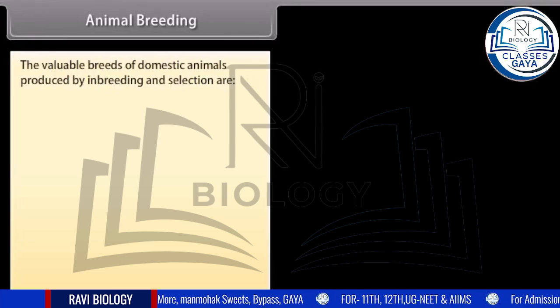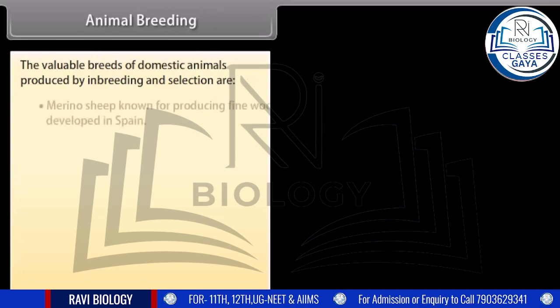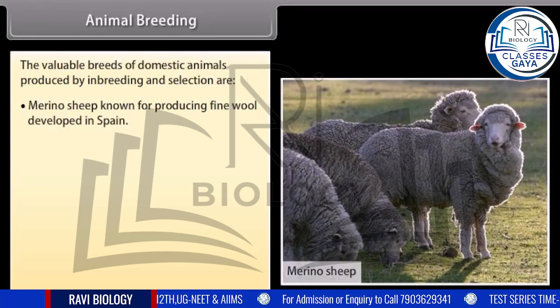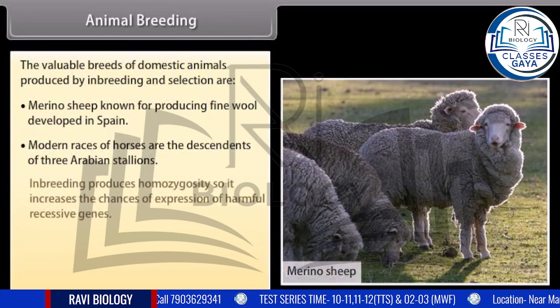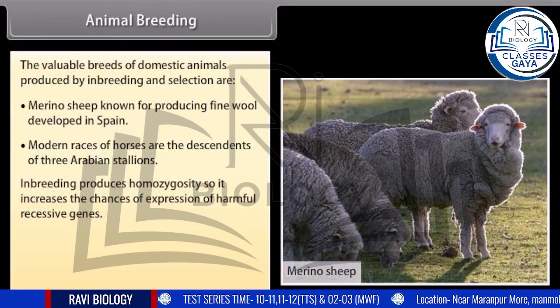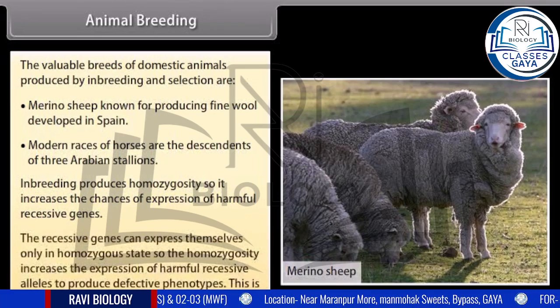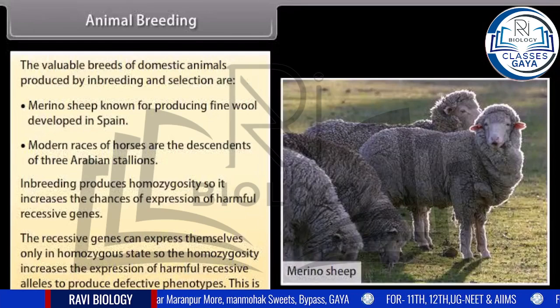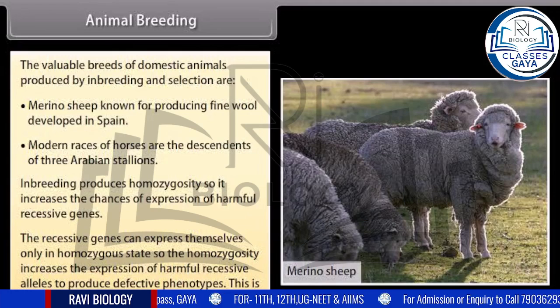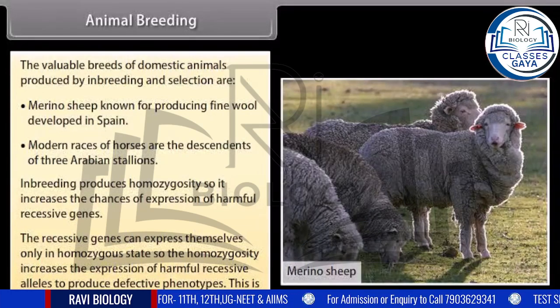The valuable breeds of domestic animals produced by inbreeding and selection are: Number 1. Merino sheep, known for producing fine wool, developed in Spain. Number 2. Modern races of horses are the descendants of 3 Arabian stallions. Inbreeding produces homozygosity, so it increases the chance of expression of harmful recessive genes. The recessive genes can express themselves only in homozygous state, so the homozygosity increases the expression of harmful recessive alleles to produce defective phenotypes. This is known as inbreeding depression.